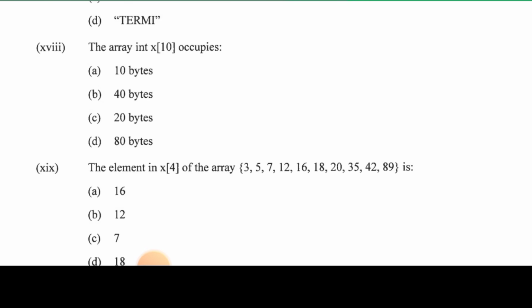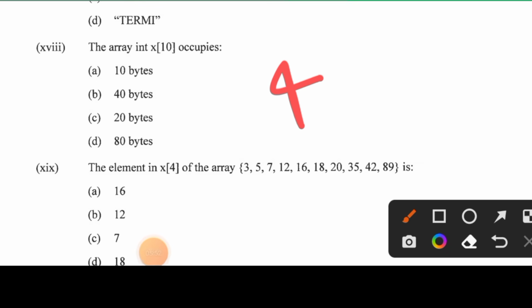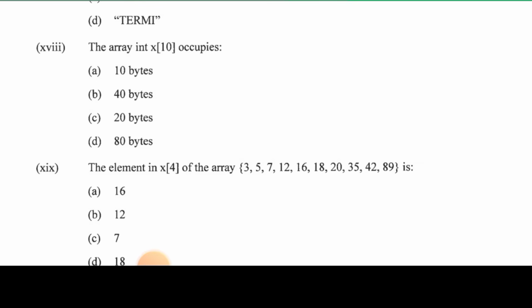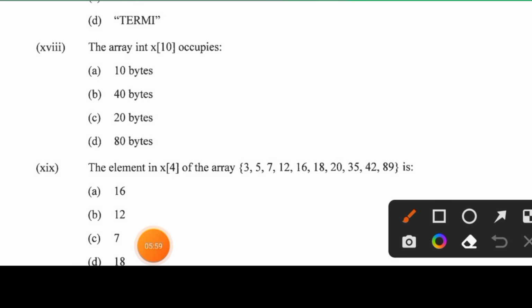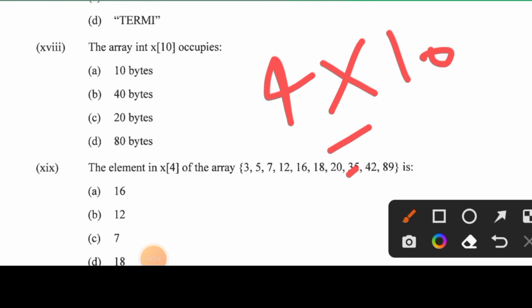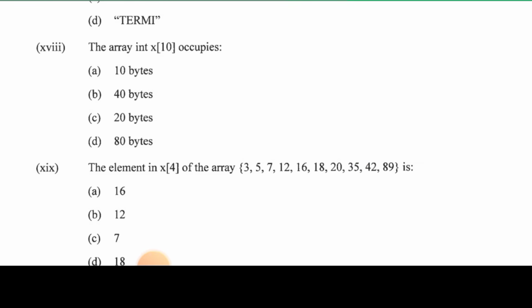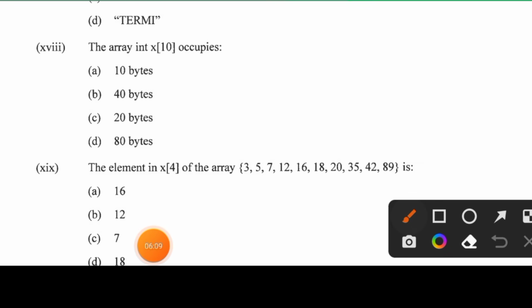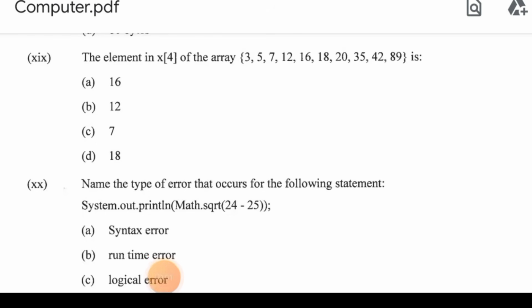Array int x size 10 occupies. So we know the size of an integer variable is 4 bytes. So when we have an array of 10 elements, 4 multiplied by 10 will be 40 bytes. So according to that, Option B, 40 bytes, will be correct.